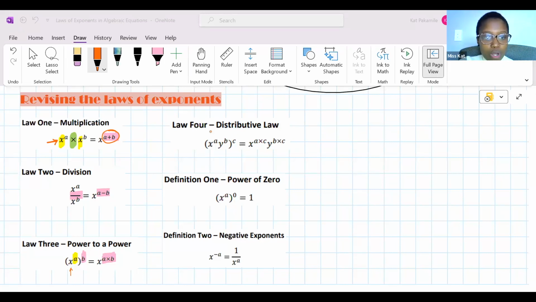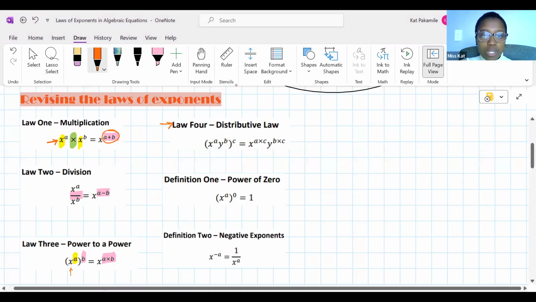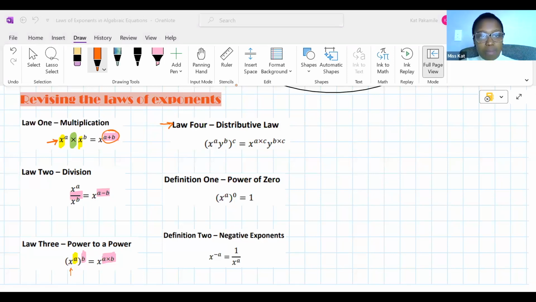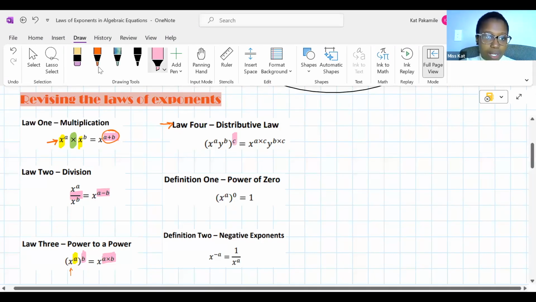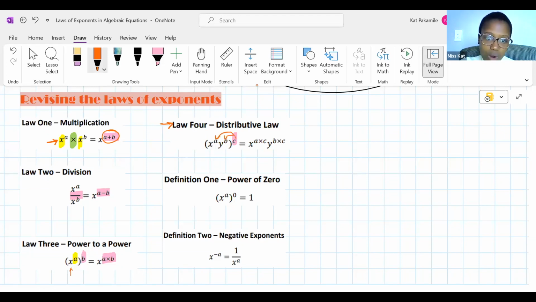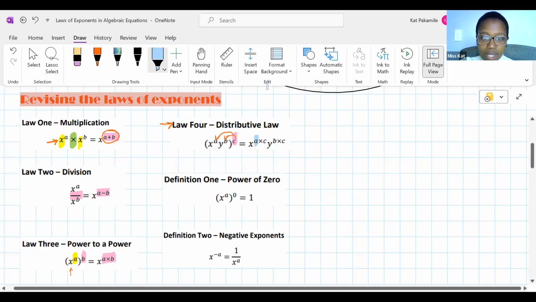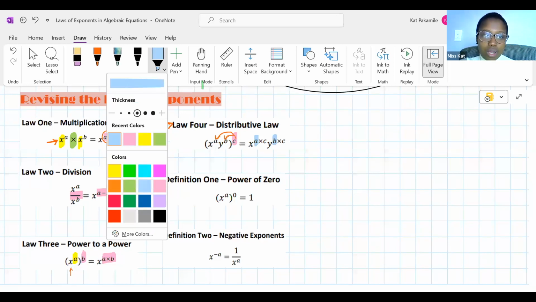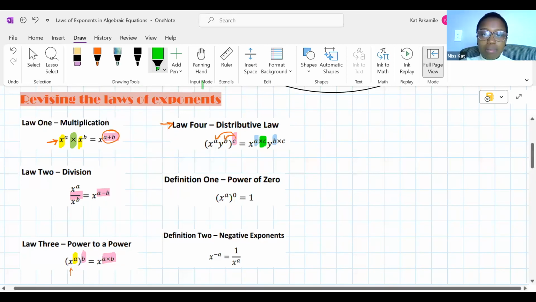Law number 4 is the distributive law. It means exactly that. When you're distributing, it means you are giving something to everybody. So the exponent that would be outside your bracket, you will be expected to distribute. So x gets the c and y gets the c. And once you do that, if there were existing exponents, in this case there was an a and a b, then we multiply it with the one you just distributed. So it will be a times the c and b times the c.